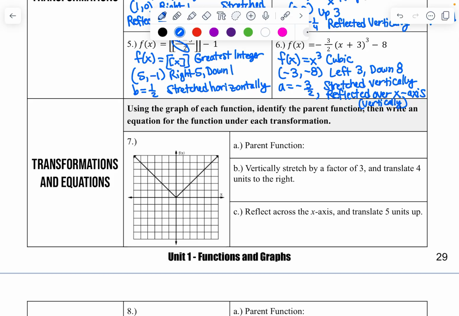All right, so using the graph of each function, identify the parent function, then write an equation for the function under each transformation. So when I look at this graph, I see that V shape. I instantly know it's the absolute value function.